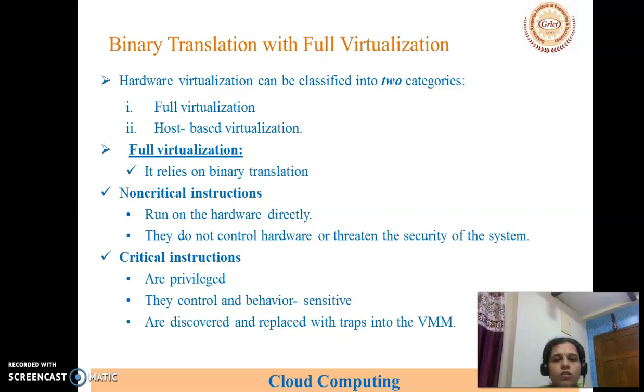Full virtualization relies on binary translation. Non-critical instructions will be there. What are the non-critical instructions in full virtualization? They run on the hardware directly. They do not control hardware or threaten the security of the system. What are the critical instructions in full virtualization? They are all privileged. They can control and are behavior sensitive, and are discovered and replaced with traps into the virtual machine monitor.